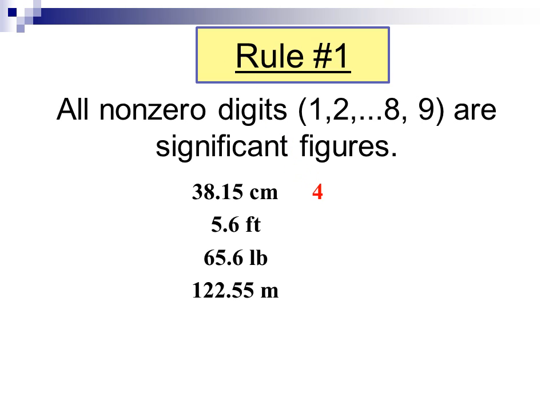.15 centimeters has 4 significant figures. 5.6 feet has 2 significant figures. 65.6 pounds has 3 significant figures. 122.55 meters has 5 significant figures.